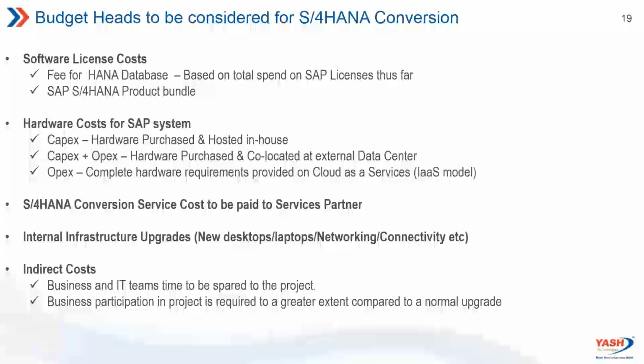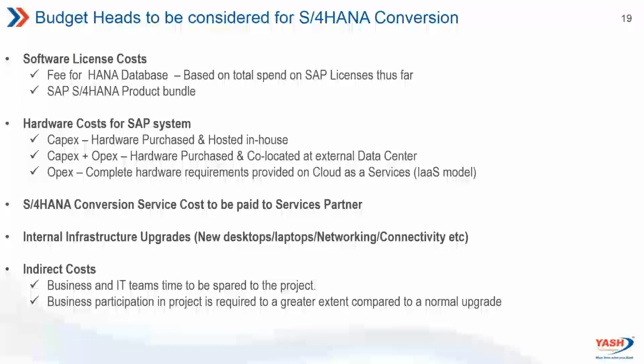On top of that, as a one-time cost, you would pay for the SAP S/4HANA product bundle. And once you procure the HANA database, you will also have the AMC, just as you would pay the AMC for Oracle or for DB2. Likewise, you would continue to pay the AMC yearly anyway.